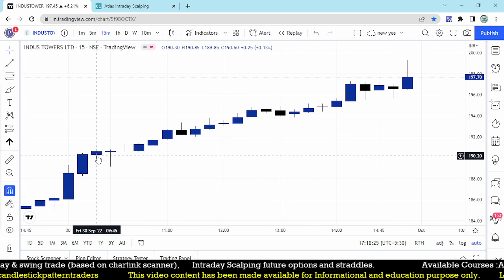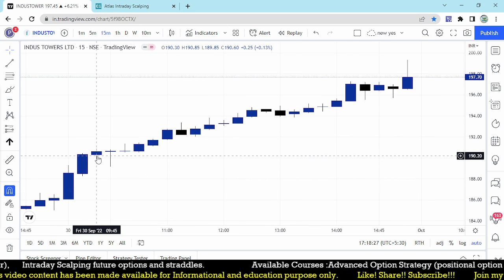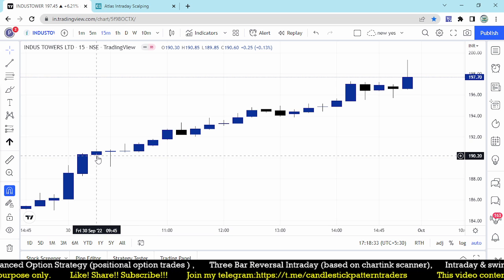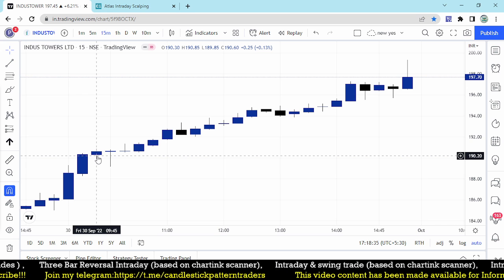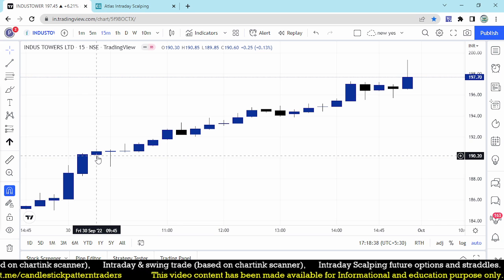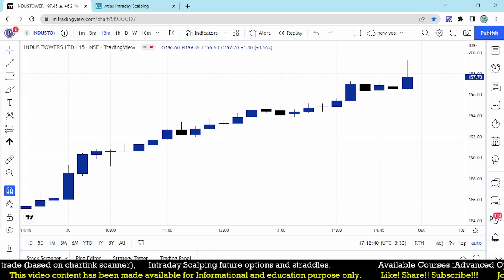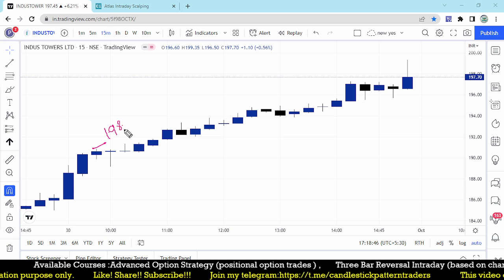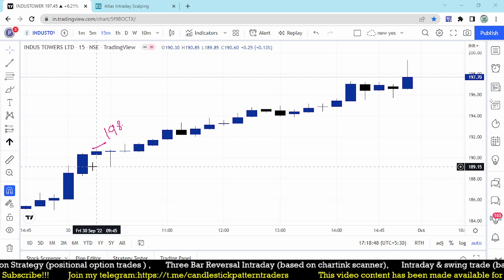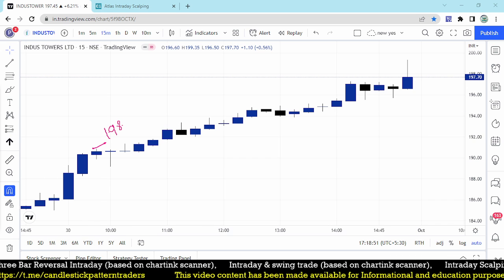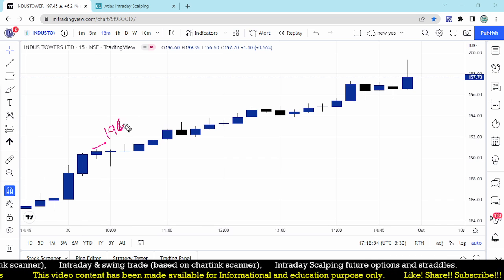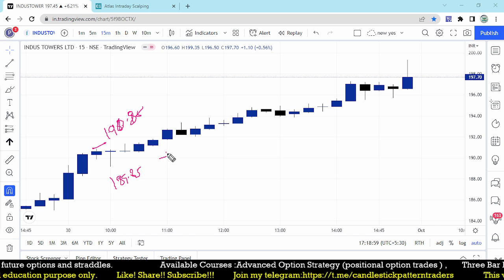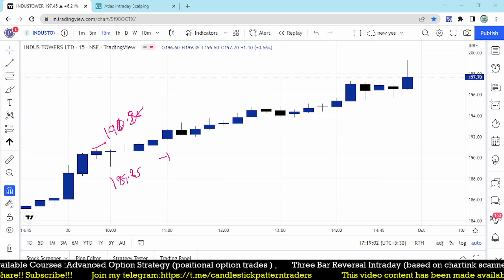Here in the third one, the risk for the trade is the high and low of the candle, which is exactly 1 rupee. What we are expecting is a move above 190.85, the high of that particular third candle. The high is 190.85 and the low is 189.85, exactly 1 rupee risk.